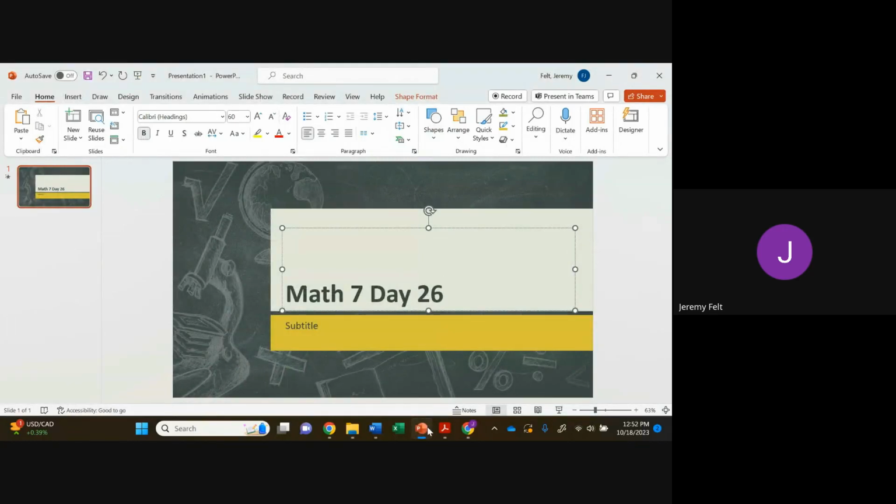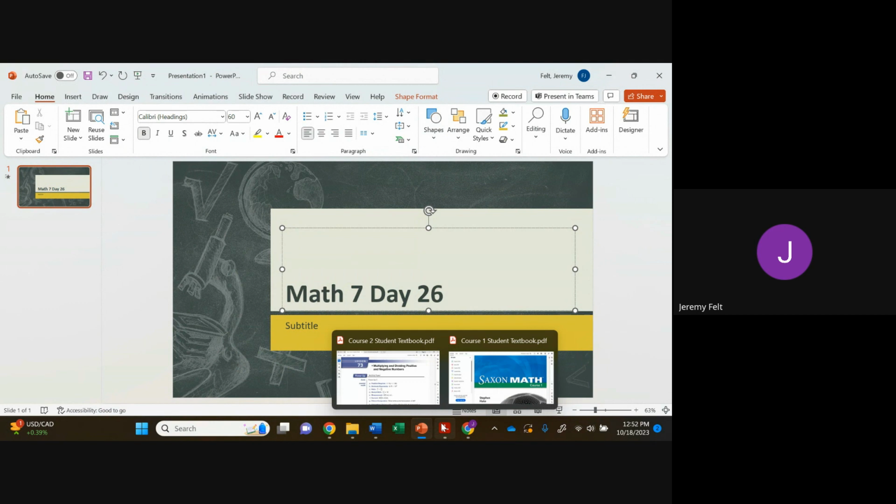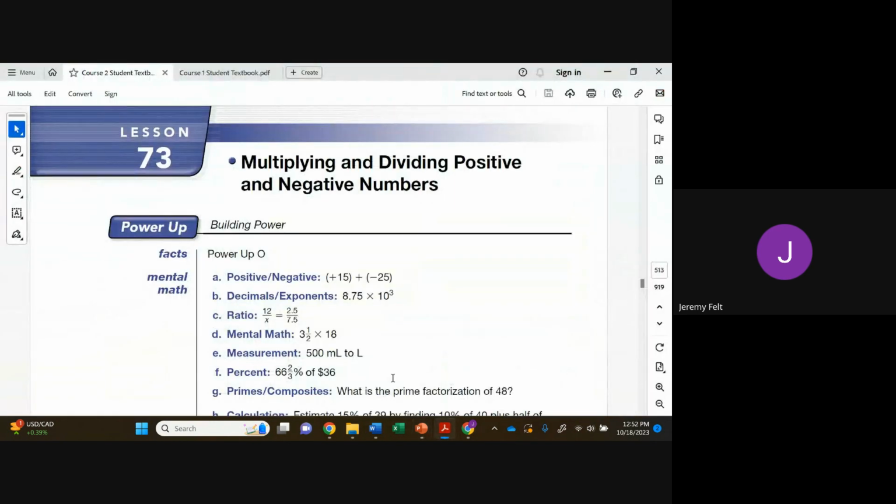All right, welcome. Today we're on day 26. The one lesson we're looking at today is lesson 73. You're going to flip over there, and we're looking at multiplying and dividing positive and negative numbers.